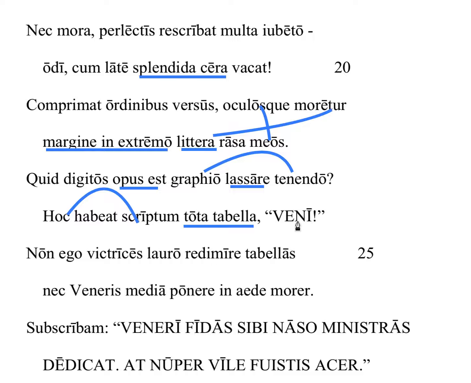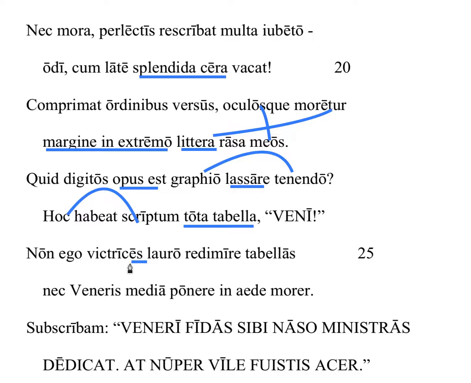Come, the imperative from venio. So on second thought, let's not have that whole tablet filled with words. Let's have the tablet filled with one word, veni, come. Simpler is better. And then I am not going to do something here.